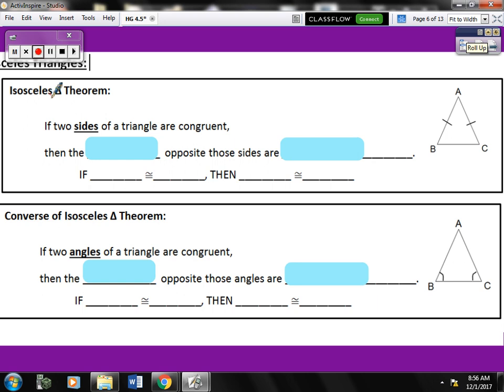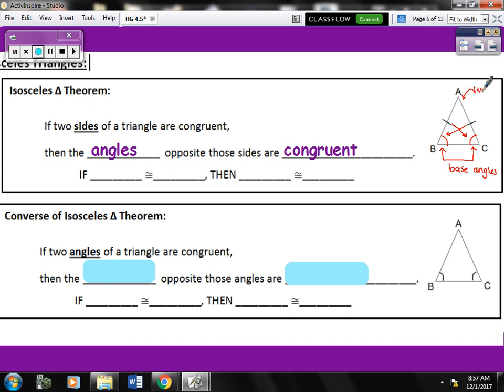The isosceles triangle theorem says if two sides of a triangle are congruent, meaning that it is an isosceles triangle, then, and I believe this will say base, angles opposite of those sides are congruent. So the angle that was opposite of the congruent sides. Okay, we do usually call these base angles. Base angles. This angle up here is usually called the vertex angle.